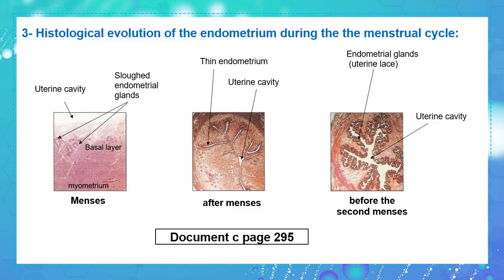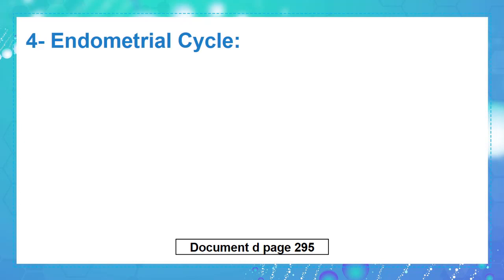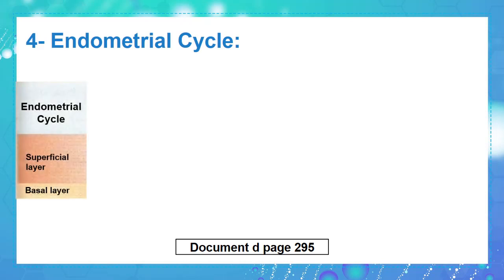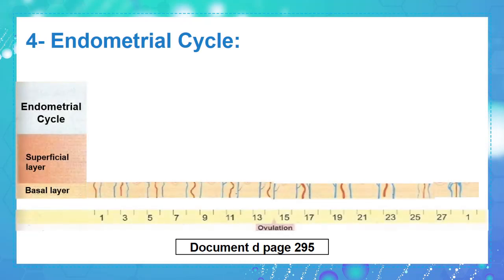Those modifications are repeated again each month. We say they are cyclic. The cyclic changes in the superficial layer of the endometrium are referred to as endometrial cycle. Document D of your books shows this endometrial cycle and the different phases of this cycle.